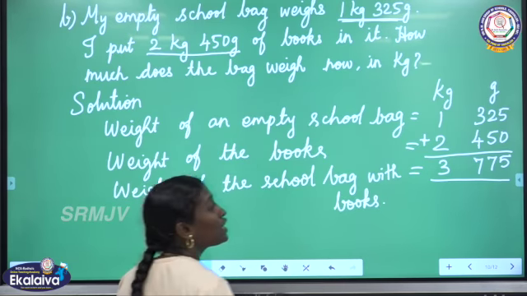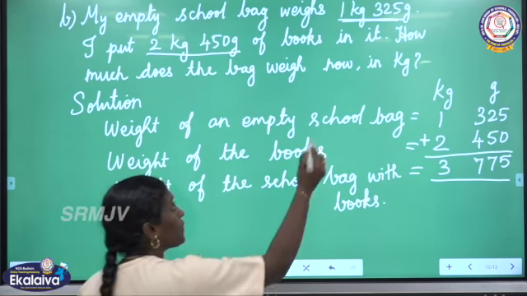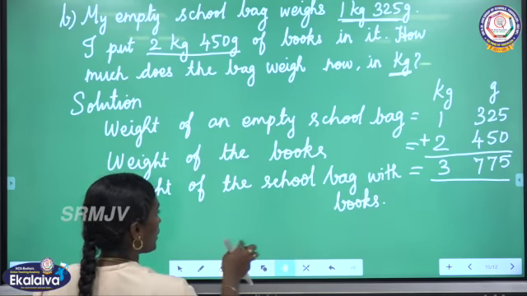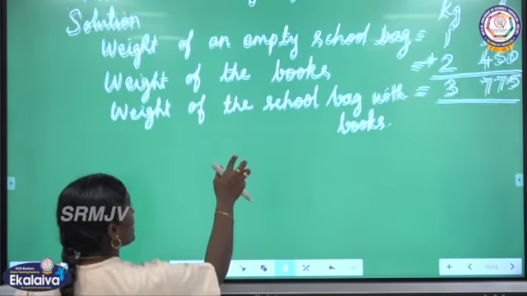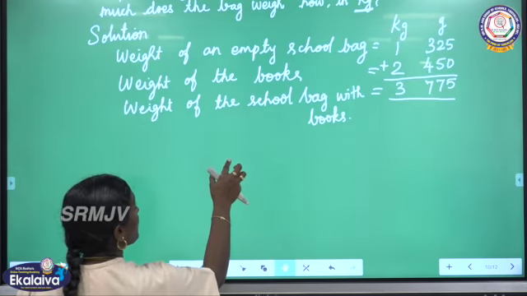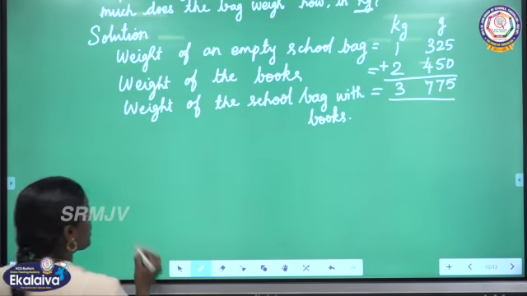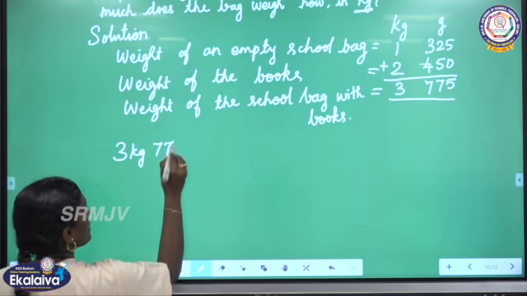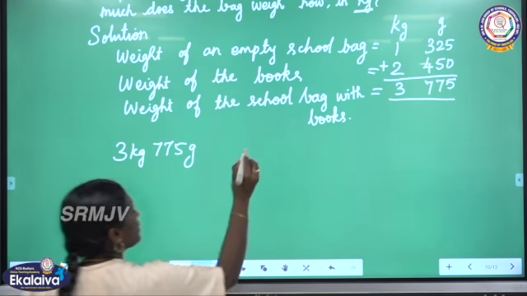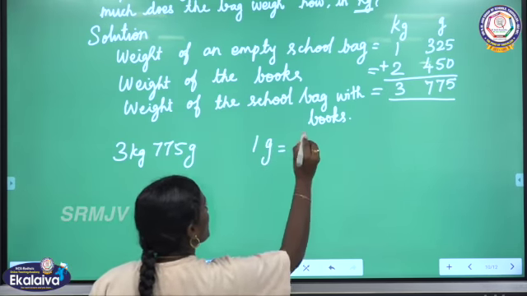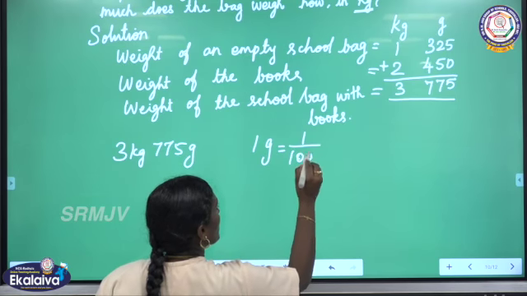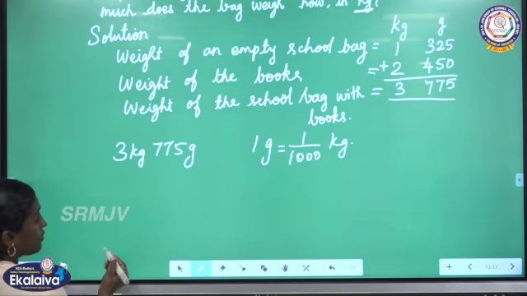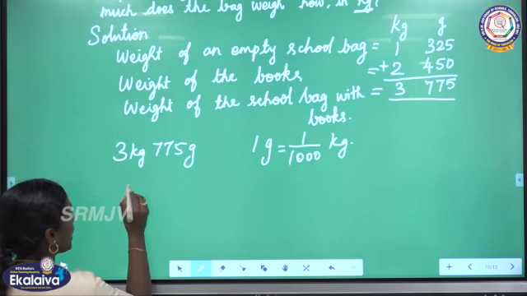We got the answer in kilogram and gram, but we need the answer in kilogram alone. So, we are going to convert 775 gram to kilogram. We got 3 kilogram and 775 gram. We know that 1 gram is equal to 1 by 1000 kilogram. Now, we are going to convert the weight of the school bag to kilogram.